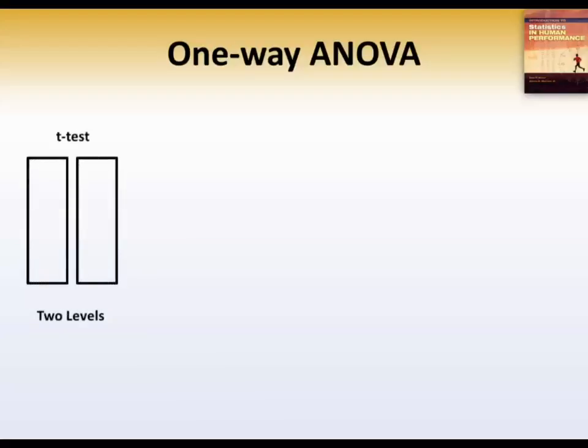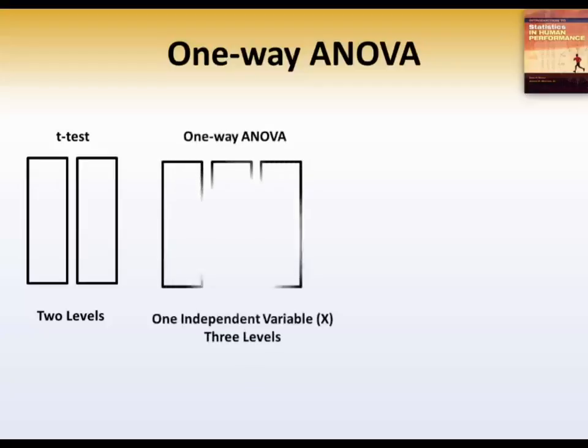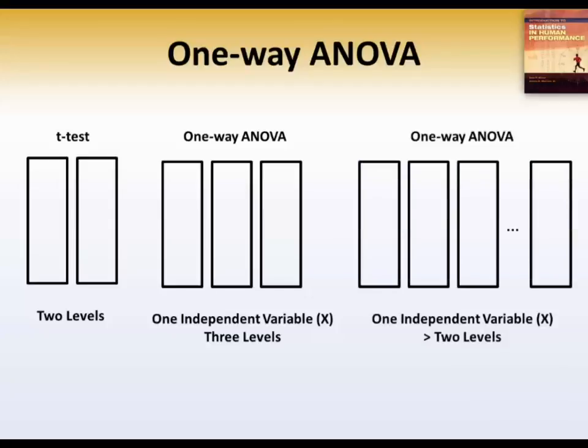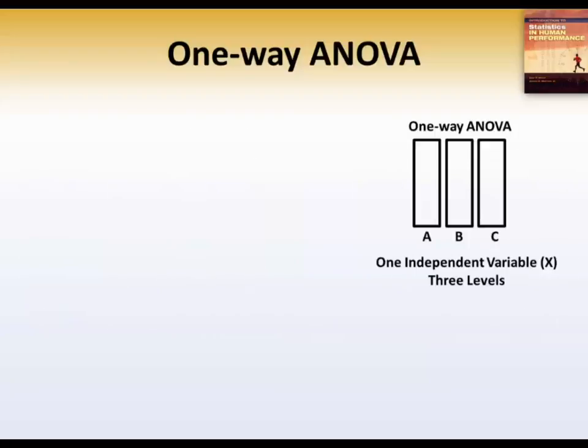Here's the t-test with two levels. If you have three levels of one independent variable, x, you would conduct an analysis of variance, called a one-way ANOVA. In this example, we have more than two levels. You could have any number of levels of an independent variable, and it's still called a one-way ANOVA because there is only one independent variable. Here's an example, one independent variable with three levels, a, b, and c.